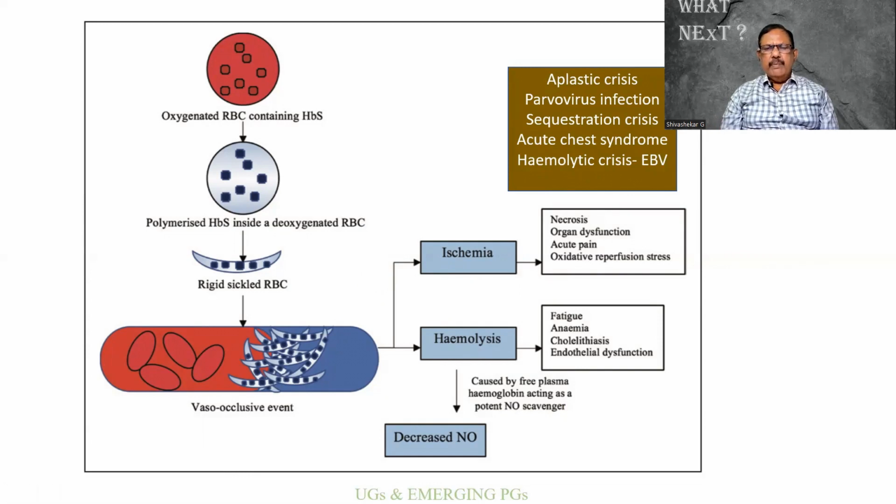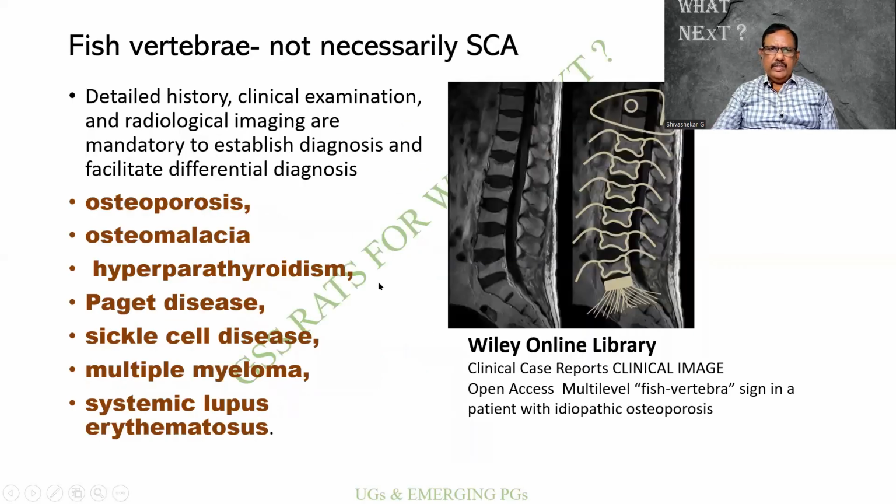Sequestration crisis can happen in any of the organs where there is a stasis. The bones particularly, you find that there can be a carpal tunnel-like syndrome. Please do remember it. And then these are all the other features. There can be cholelithiasis, there can be dysfunction of the endothelial cells.